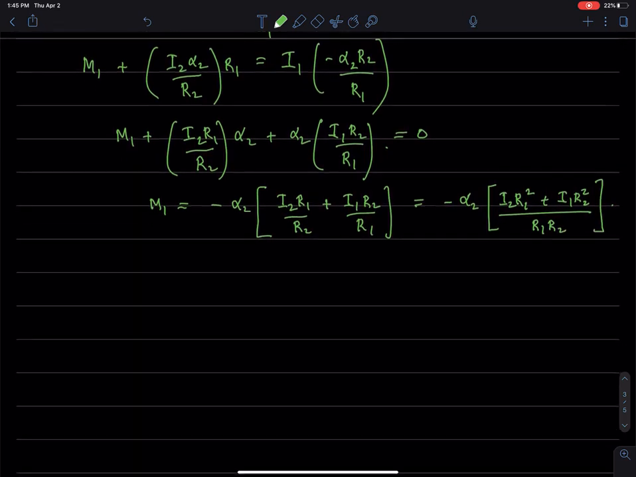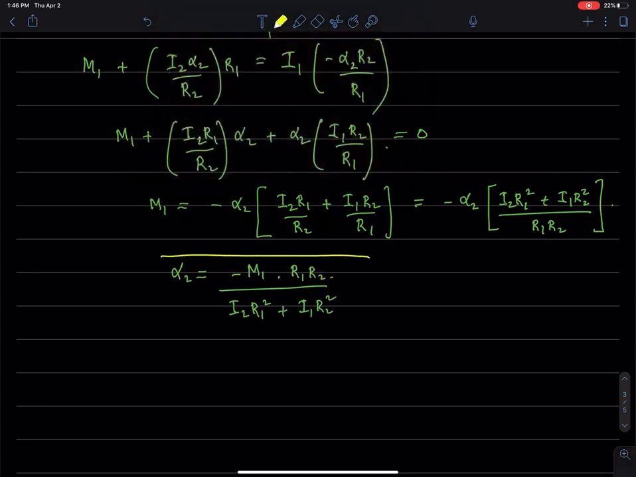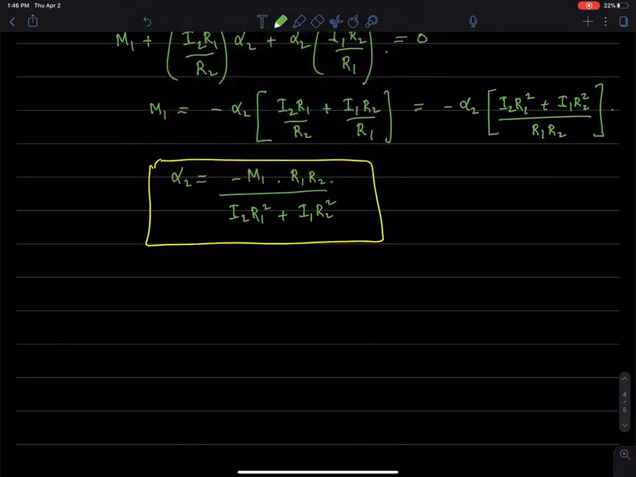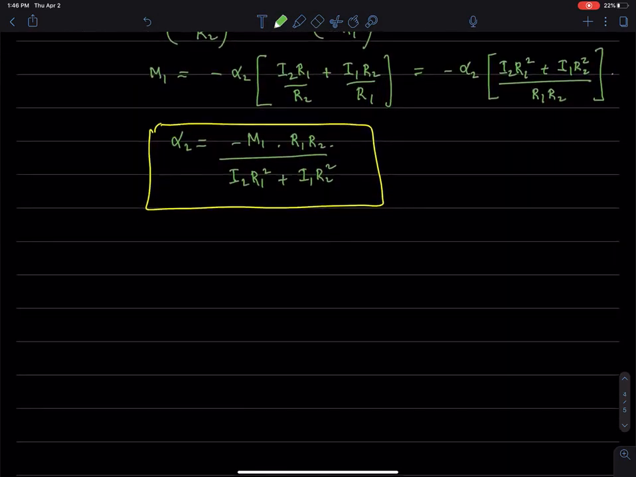So that's it. We have alpha 2 equals minus M1 divided by this whole thing, I2 R1 square plus I1 R2 square, times R1 R2. So that's going to be your alpha 2. And then we can quickly compute alpha 1 by using equation number 3. Alpha 1 equals minus alpha 2 R2 divided by R1. That gives us minus this whole thing.